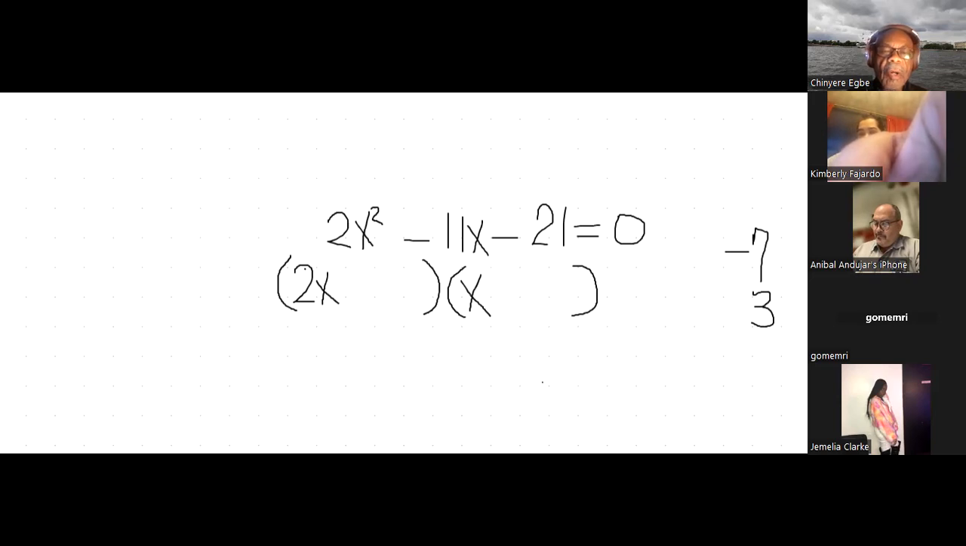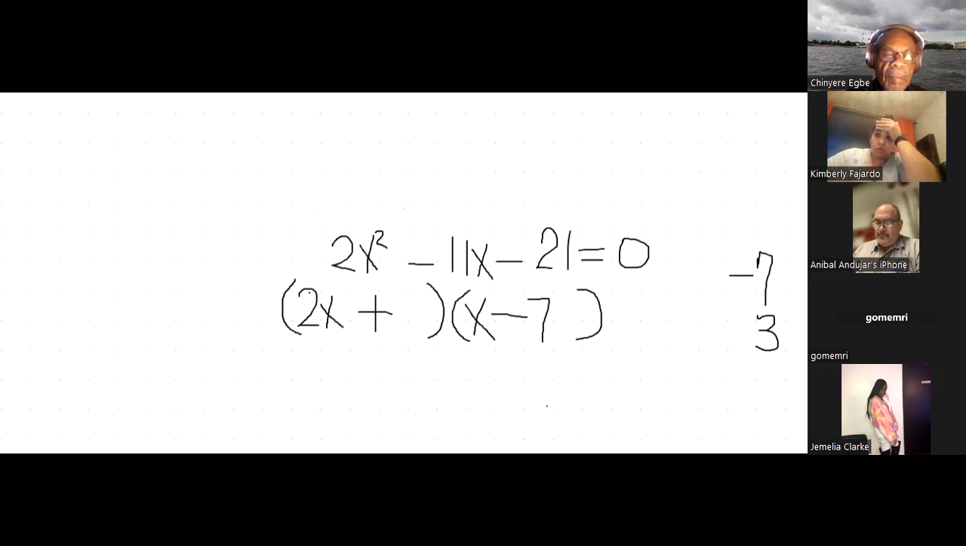Okay. And so that means here we're going to have minus 7. So that minus 7 will multiply 2. And here we're going to have plus 3. And 3 times 1 will give you plus 3. So minus 14 plus 3 will give you minus 11. So this is the solution.